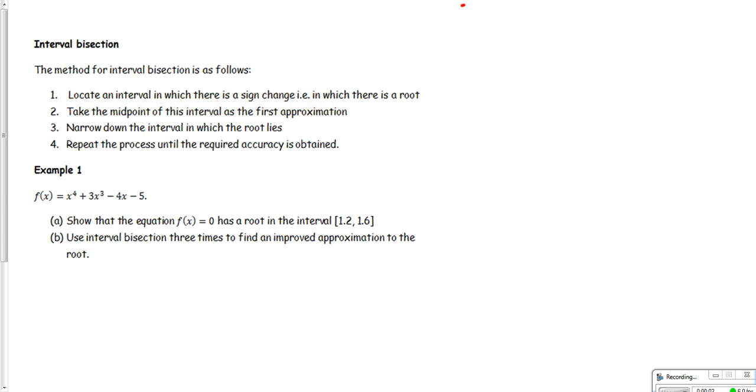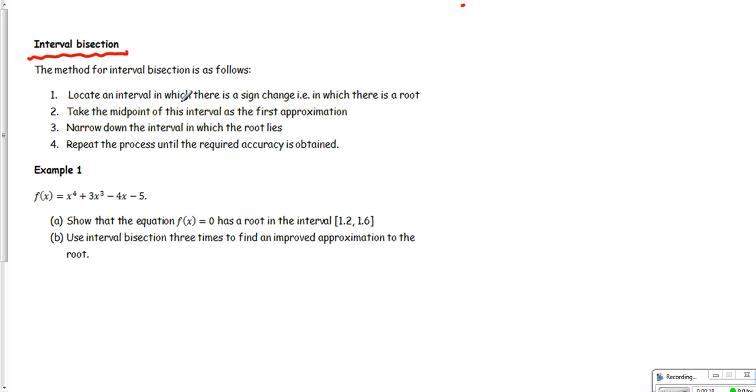FP1 numerical methods, example 1. We're going to start looking here at the first of the three methods, which is called interval bisection. The word bisect means to cut in two, and that applies here in this example as well. So this is the method, the steps that we need to look for.